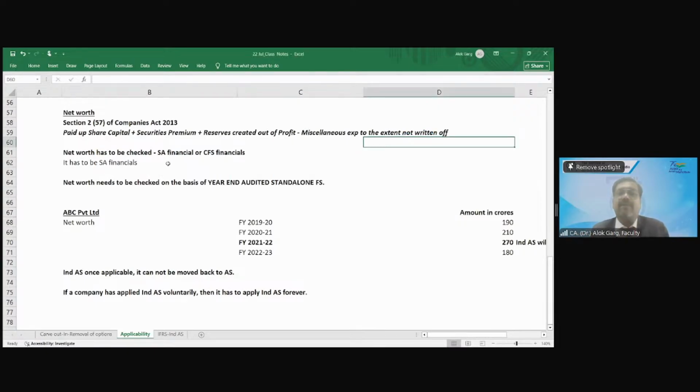Yes. So net worth has to be checked on the basis of standalone financial statement. Okay. And net worth has to be checked on the basis of standalone financial statement, and which is year-end audited financial statement, right?